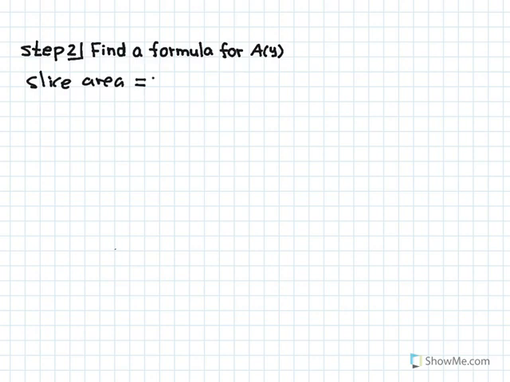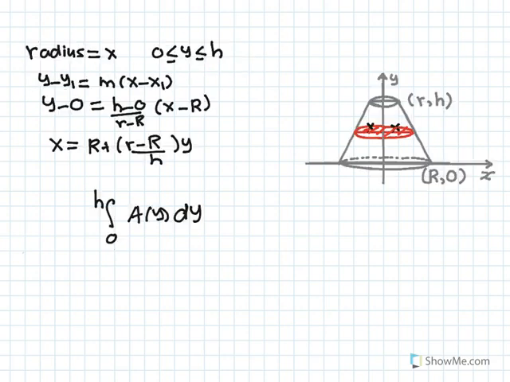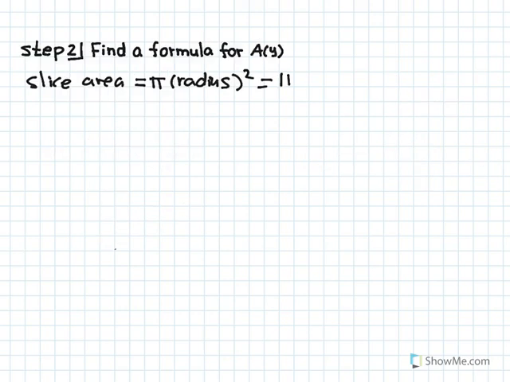The slice area is equal to pi times radius squared. What is the radius? The radius is x. Look at the diagram, this is the radius. So it's going to be pi times x squared. But we need this cross-sectional slice area, perpendicular to the y-axis, to be a function of y, not x, because we're going to integrate in the y direction. We're going to add up these cross-sectional slices in the y direction.